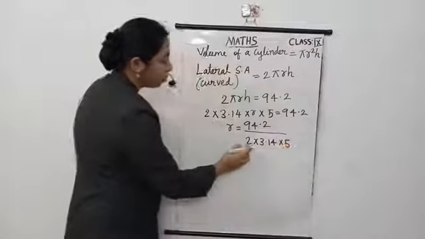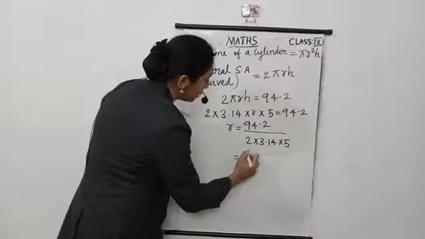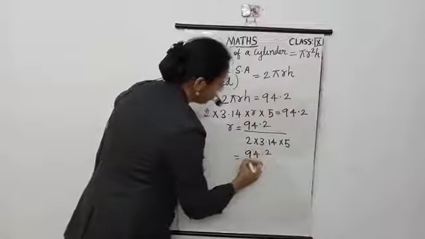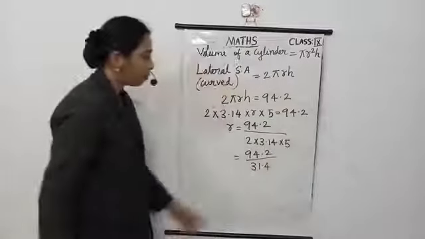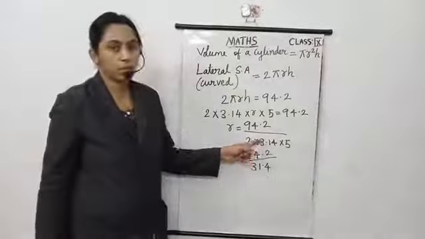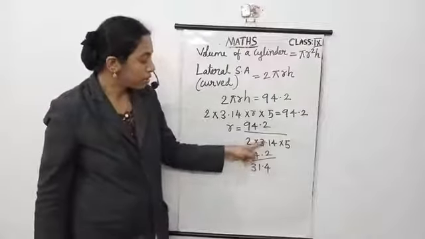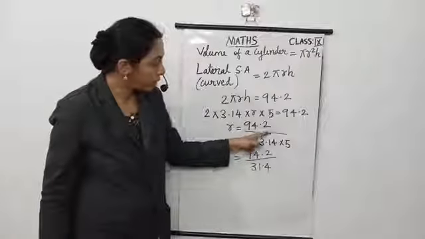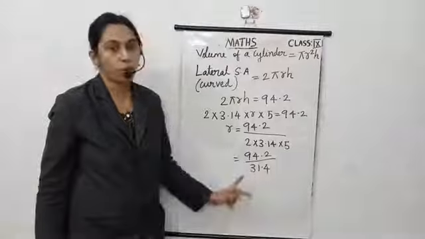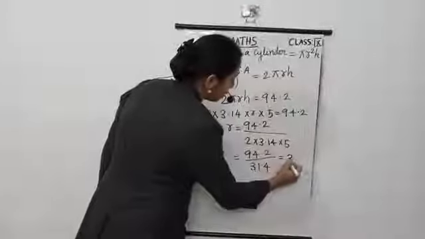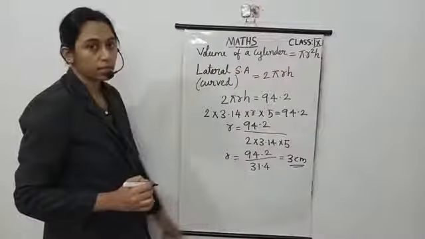Now 5 into 2, 10. 10 into 3.14 is 31.4. So 94.2 by 31.4. We need to change the decimal place by 1 digit to the right hand side. So this is 31.4. Now divide. So after division we get 3 centimeter. That is, radius is 3.